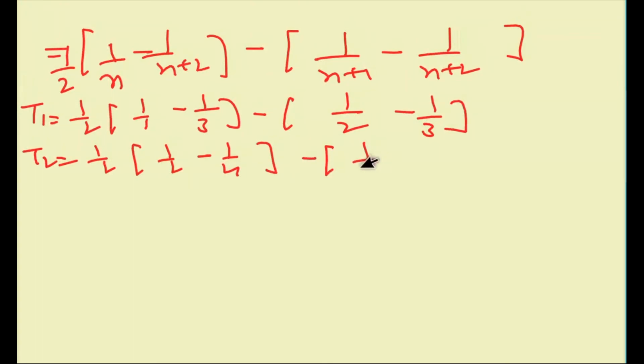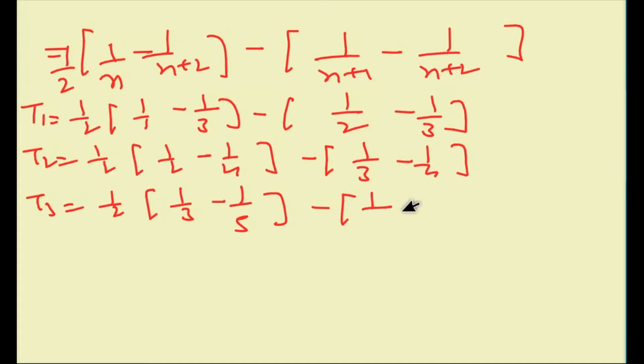Here we can put 3 minus 4. T3, 1 upon 2, 1 upon 3, and here 3 plus 2, 5, and minus 1 upon, putting here 3, we get 4, and here is 5, and we can check here 1 by 3 will be cancelled from this, so now we can add it.